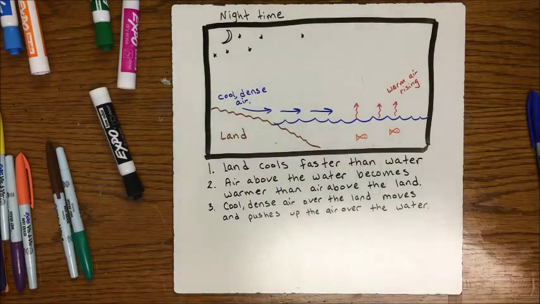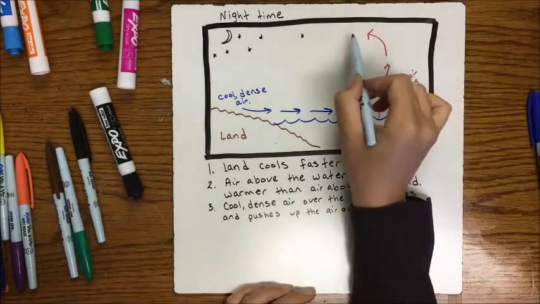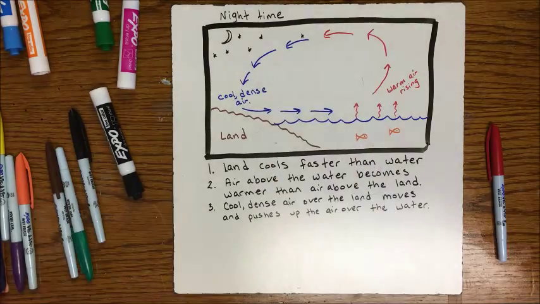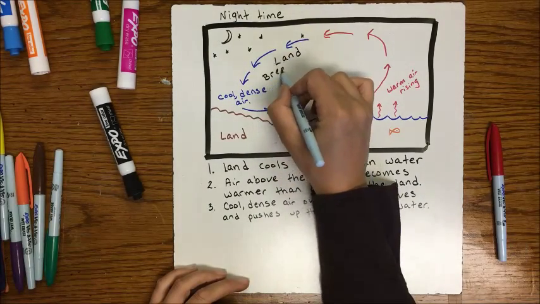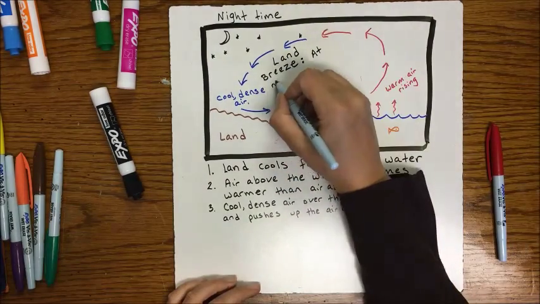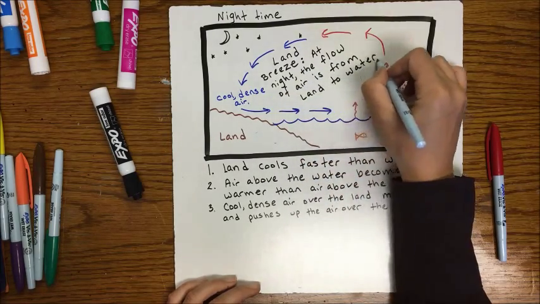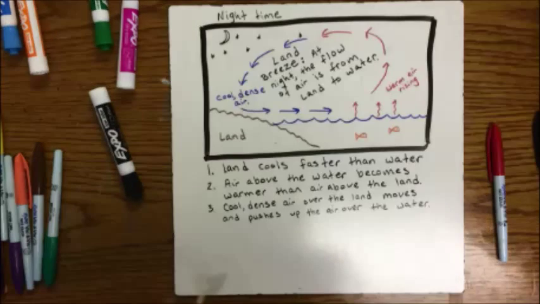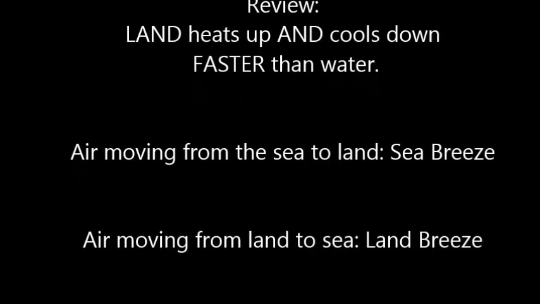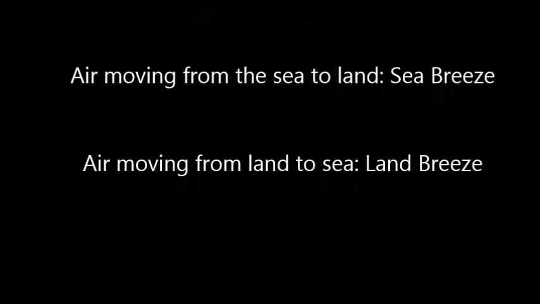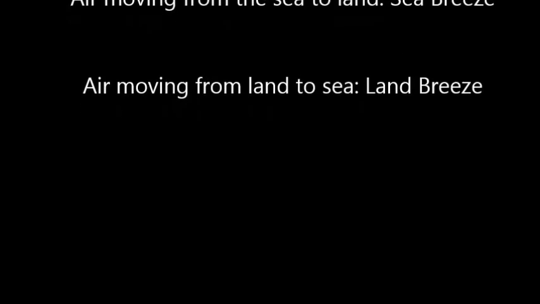And as that happens, the hot air will rise, it will begin to cool off and sink back down again, and you have another current, which is a land breeze. So at night, the flow of air is from land to water. So here is another convection current. And a quick review. Land will heat up and cool off faster than water. So air moving from the sea to the land is called a sea breeze, and air moving from the land to the sea is called a land breeze.